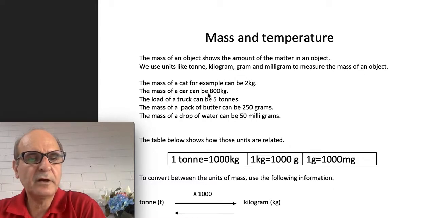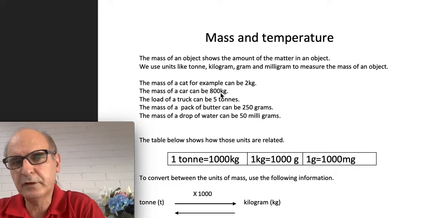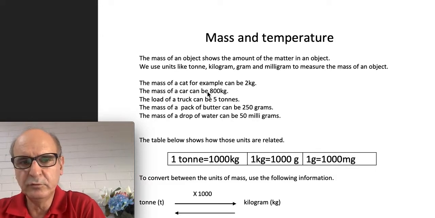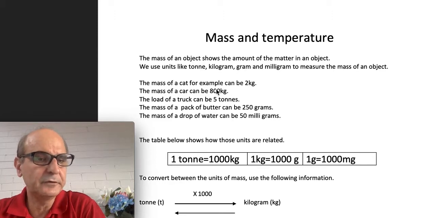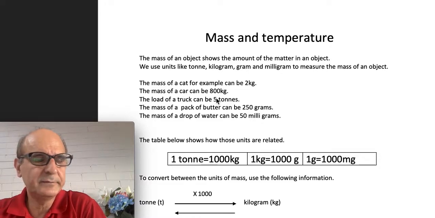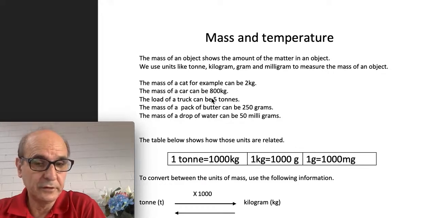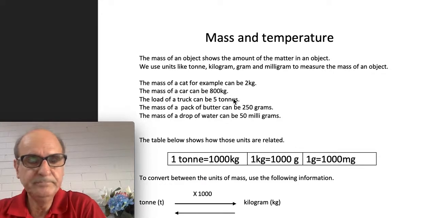The mass of a car can be 800 kilograms, so 800 kilograms is just a sample. For a mass of a car, it could be more or less than that, depending on the size of the car, but it is in the order of, say, 800 kilograms. A truck can have a load of 5 tons. Again, this depends on the size of a truck. But when you're talking about the load of a truck, we use tons.